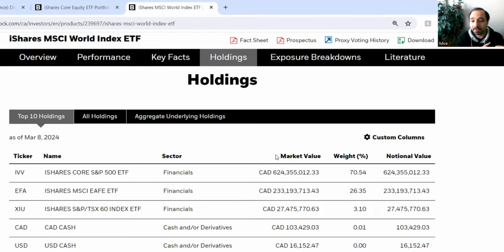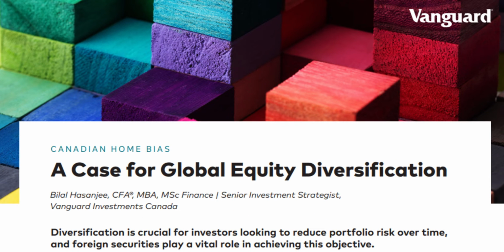The counter argument to that, and based on some of the research that Vanguard has done previously, because they do have a fund similar to XEQT called VEQT, their argument has been that the research has shown that having approximately 30-ish% exposure to Canadian market allows for less volatility in the portfolio, and in the meantime, it doesn't really sacrifice the overall return of the portfolio. That's been some of the past research that Vanguard has done and published, and I've talked about it in the past and included the link in the previous videos.